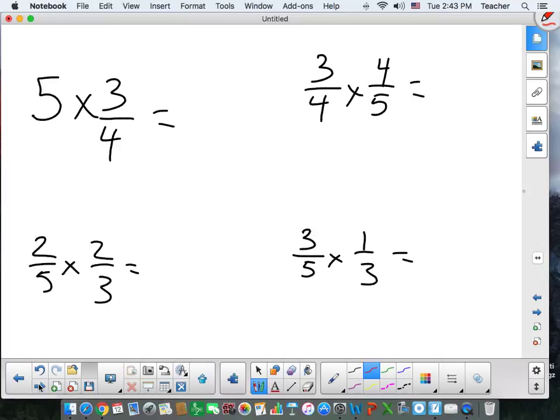All right, so what does this first question say up at the top here? What does that one say? Somebody just help me out and say it in words without using the word multiply. Salisi: 5 groups of 3/4. 5 groups of 3/4. All right.